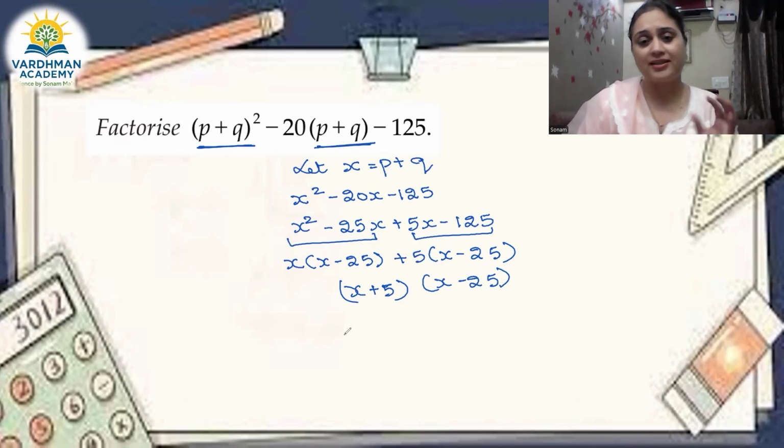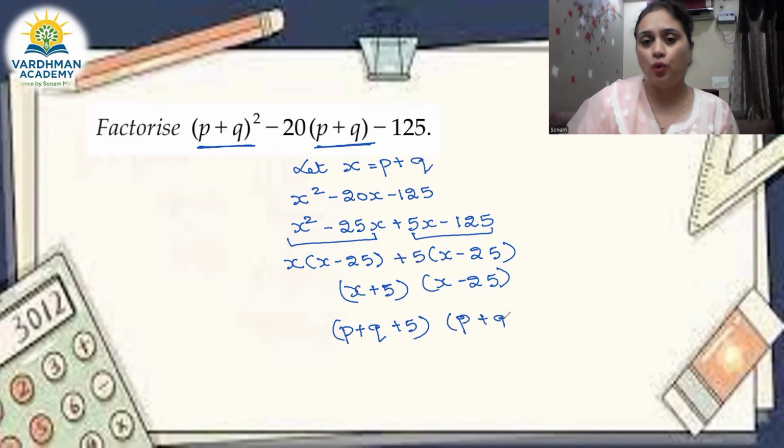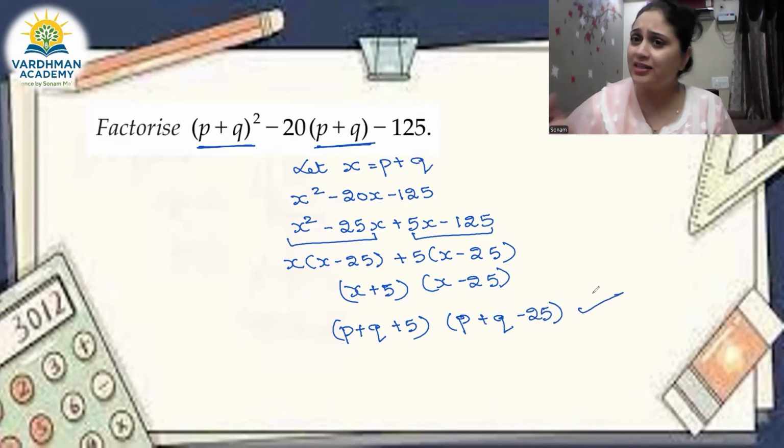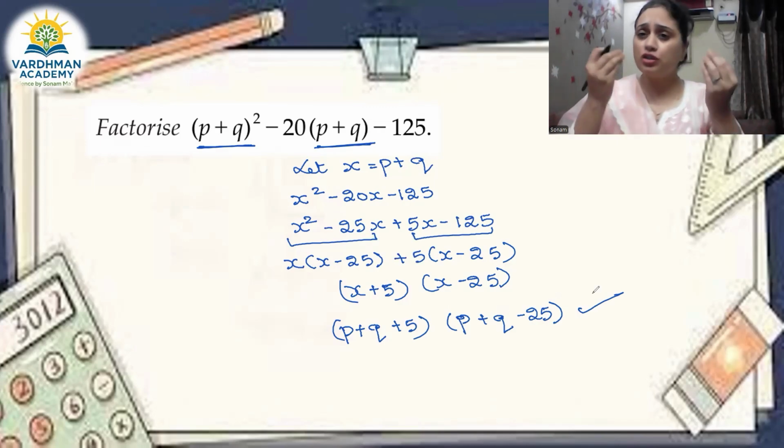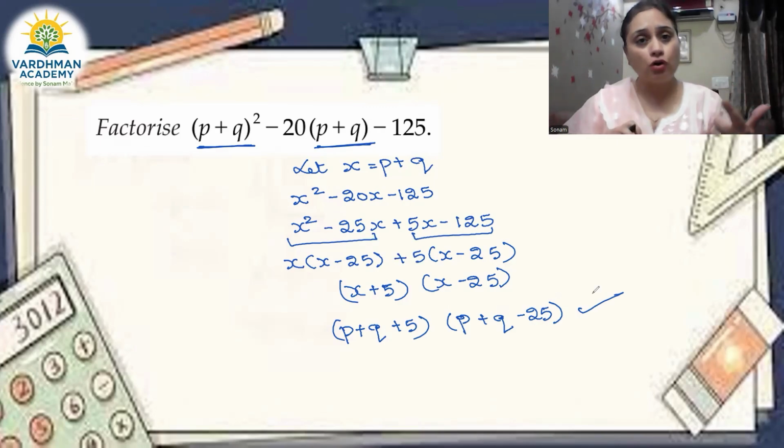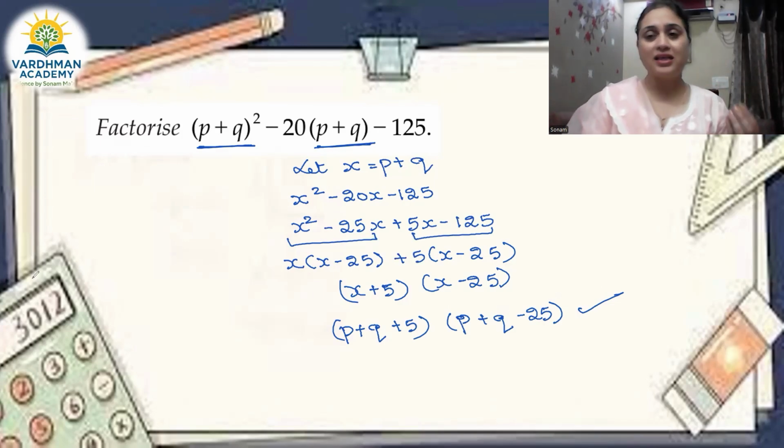So what are you going to do in the last step? Just replace x by p plus q and the question is sorted. So the first factor would be p plus q plus 5 and the second factor is p plus q minus 25. So these are the two factors. Simply you can solve it. So whatever the question is, just follow the right technique, follow the steps, put your signs, be very careful about the signs, grouping, taking common and putting the factors together.